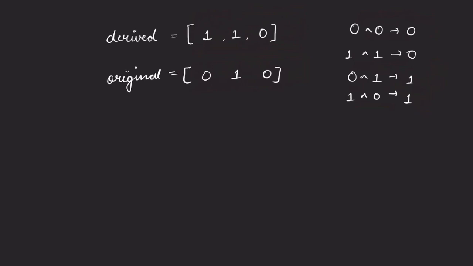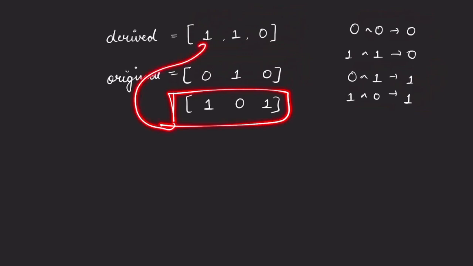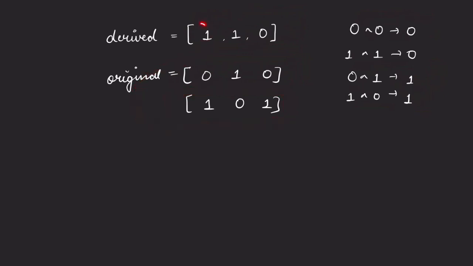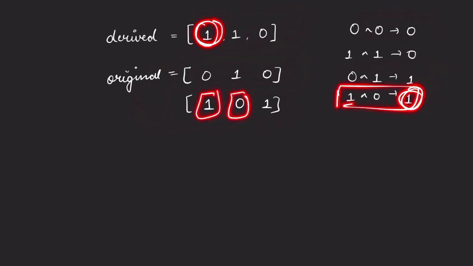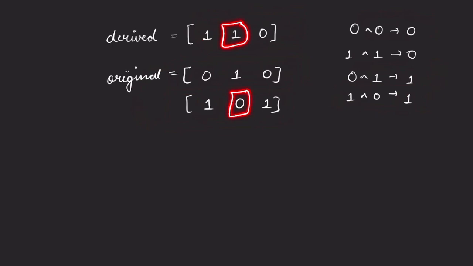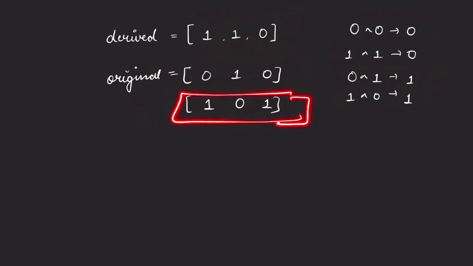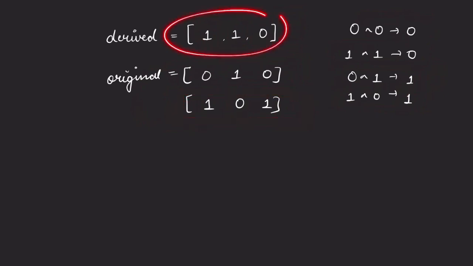Now, let us suppose I invert this array, invert meaning I change all the zeros to ones and ones to zeros. So it will be 1, 0, 1. Now, can this be the original array, and can we derive this array from it? This one will be the XOR of these two, 1 XOR 0, which is 1 only. Then this one will be the XOR of 0 and 1, 0 XOR 1 is 1 only. Then this 0 will be the XOR of 1 and 1, which is 0 only, right? So this could also be a possible original array for this derived array.